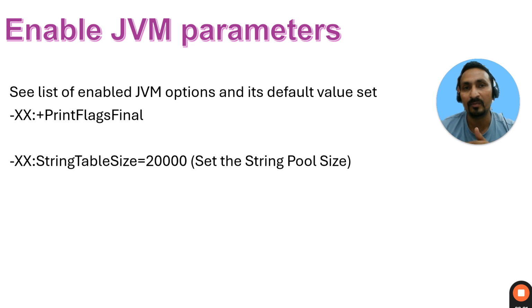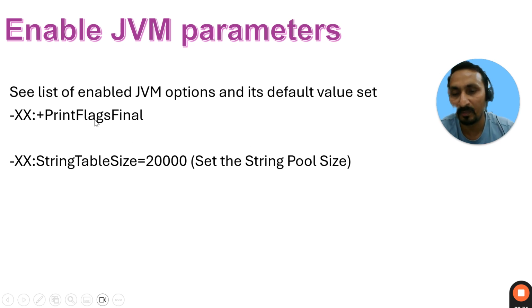So for JDK 7, there could be a separate list of parameters. For JDK 8, there could be a separate list of parameters. Similarly, for different JDKs, there could be different lists of parameters. So we can attach this parameter to our JVM and see the list of JVM parameters available for us. To attach this parameter, we use -XX:+, which means we want to enable the feature. If you do minus, you want to disable that feature.